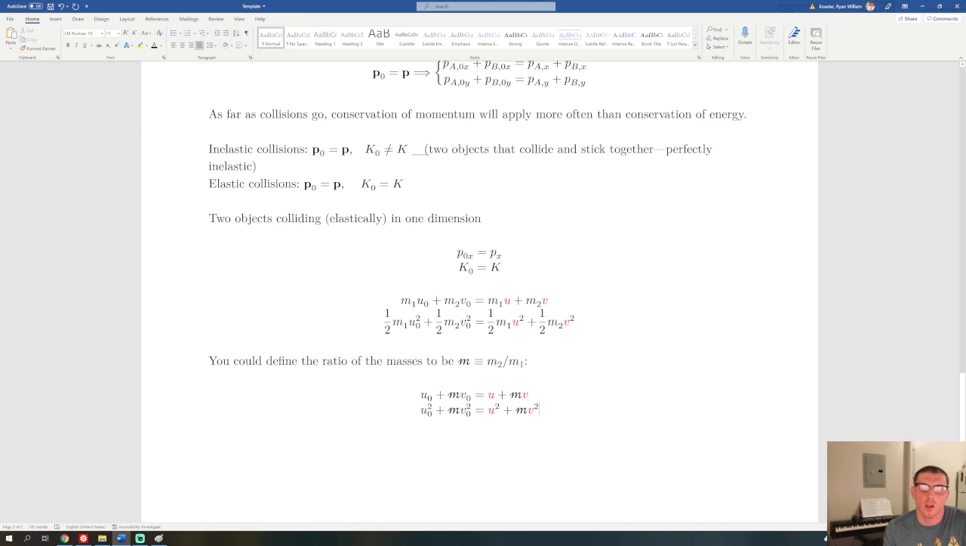Okay, cool. So now all you do here is you just solve the top equation, the conservation of momentum equation, for u or for v, and then plug that into the bottom equation. Now the algebra is going to get a little bit gross, because you're going to be squaring something, you have to expand that out, but at least you don't have to write fractions. So the blueprint here is solve the momentum equation for u or v, then plug that in to the energy equation.